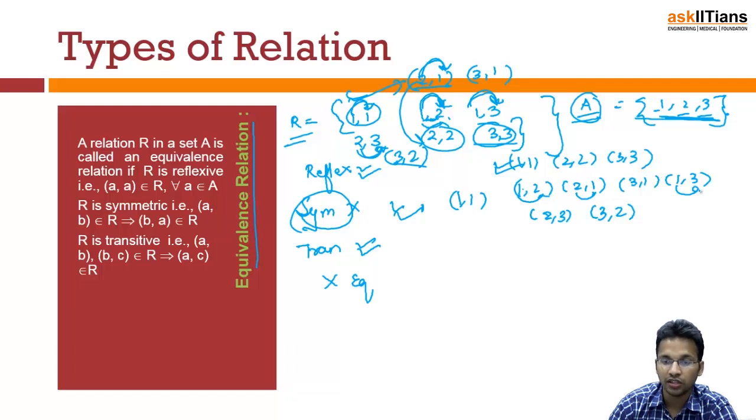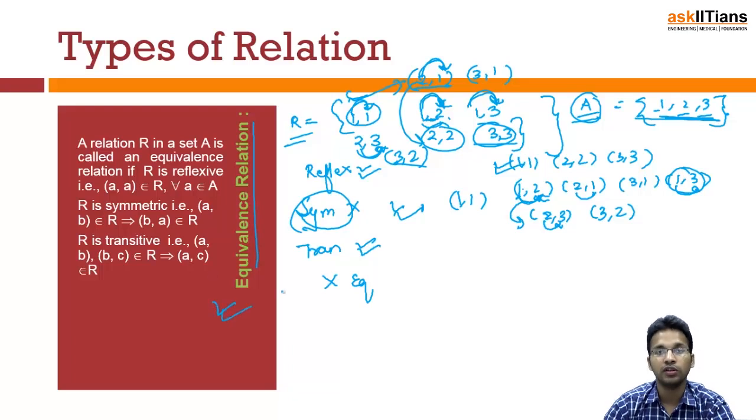Now 3 is related to how many elements? We have to check again, and this was also a pair: 1 is related to 2, 2 is related to 3, so 1 should be related to 3, which is there. So that's how you're going to check. While saying a relation is an equivalence, it should be true for all the pairs. Even if one of them is missing, it's not an equivalence, okay? So you have to be very careful about this one.